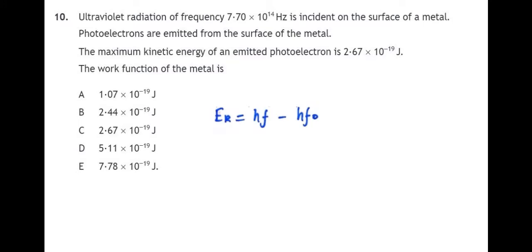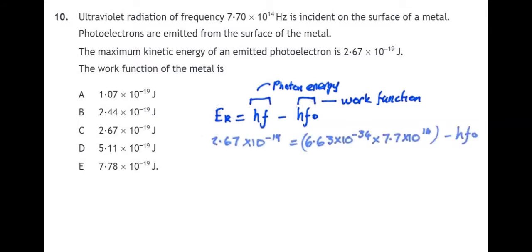So, this formula is in our formula sheet. Kinetic energy of the emitted photoelectron equals hf minus hf0. hf is the energy of the incoming photon. hf0 is the work function of the metal. So, hf0 is what we're trying to calculate. Let's put the numbers into this formula and work it out.